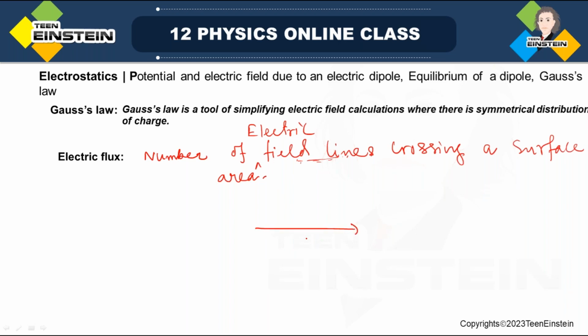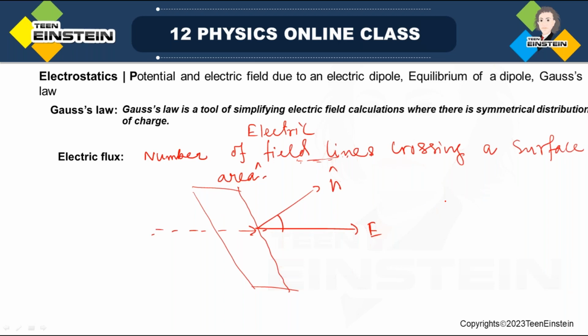This is the surface area, and this is the electric field. The surface area is kept in such a way that its normal is like this way, the surface normal. Maybe the surface is kept like this. Let us keep the surface like this, and the field line is crossing like this. So this is n cap. N cap is the direction of the surface.